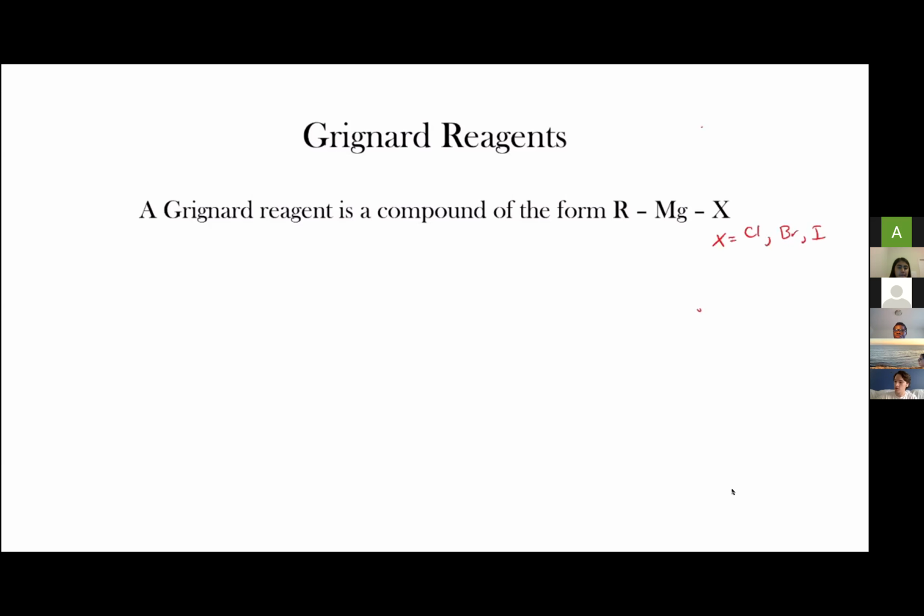Okay, and so let's just look at some examples. We could have CH3CH2MgBr. Could also have something like this, MgCl, MgBr. Okay, so this is just a general format of how these reagents are composed. And so now we're just going to take a look at how you form these.